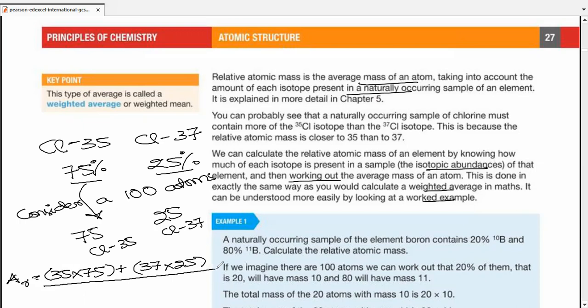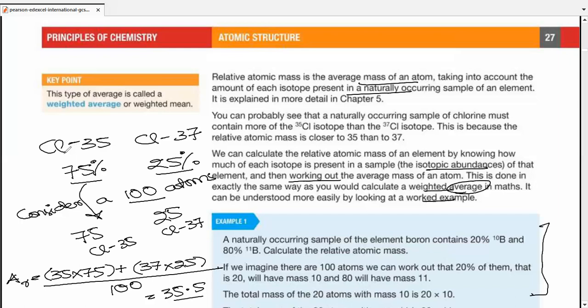After we are done adding all the isotopes, as this is an average, and average means dividing by the number of particles you have taken, and we considered 100 atoms to start with, the answer is supposed to be 35.5. This is how the weighted average is calculated, right? And the same thing is given over here in example 1, in somewhat different words, maybe a couple of steps are different, but that's how we calculate the weighted average.